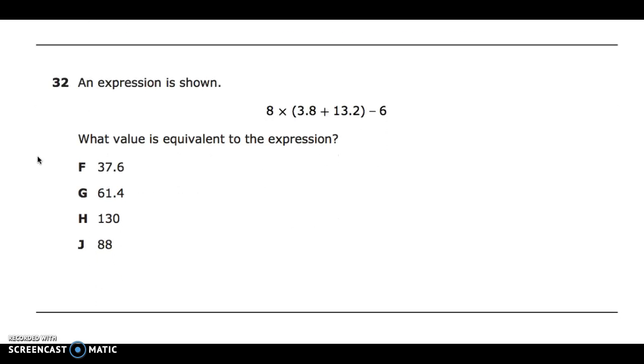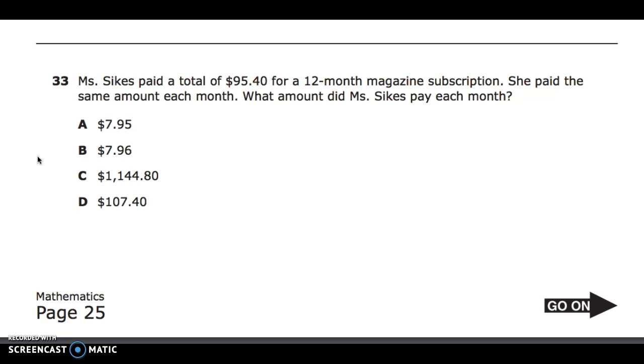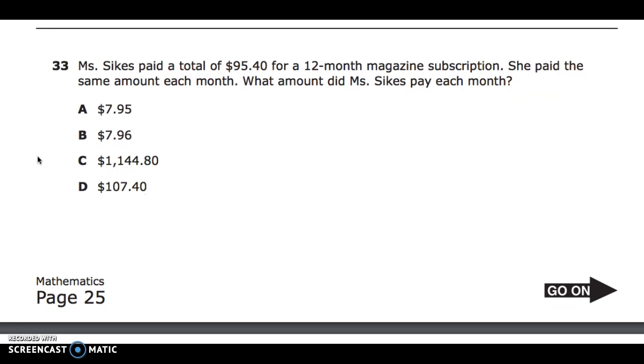Number 32. An expression is shown. What value is equivalent to the expression? Number 33. Miss Sykes paid a total of $95.40 for a 12-month magazine subscription. She paid the same amount each month.